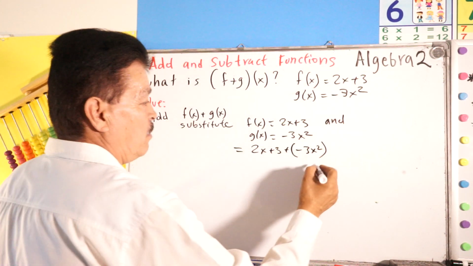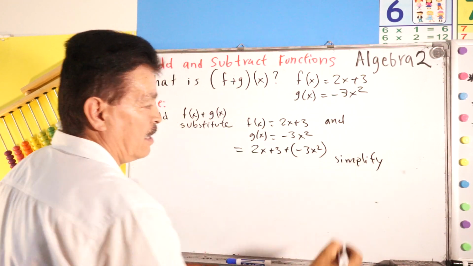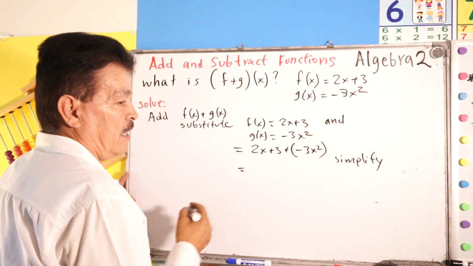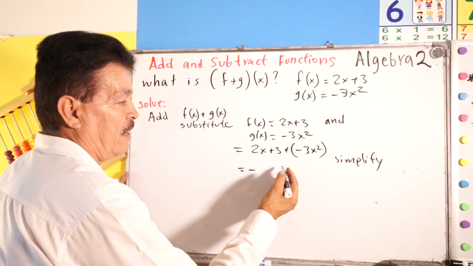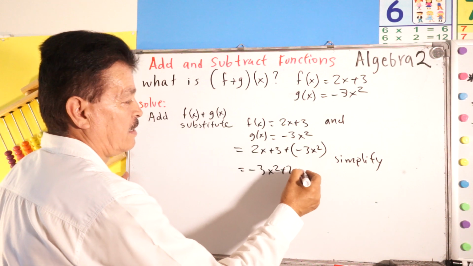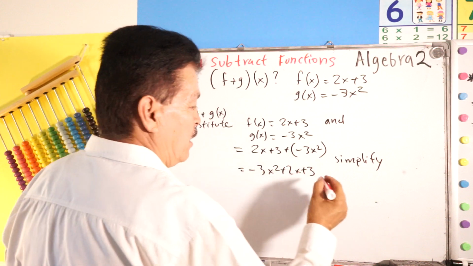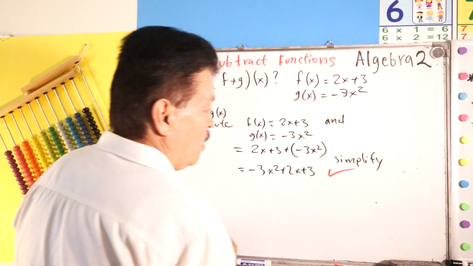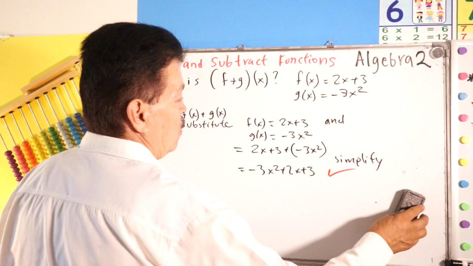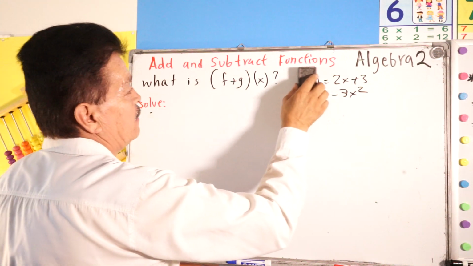Right. Here we have to simplify. So simplify our question here. We will have equals negative 3x to the second power plus 2x plus 3. Right? That's it. This is a very simple solution. This is the solution to this problem. Let's try another one, different from this problem.